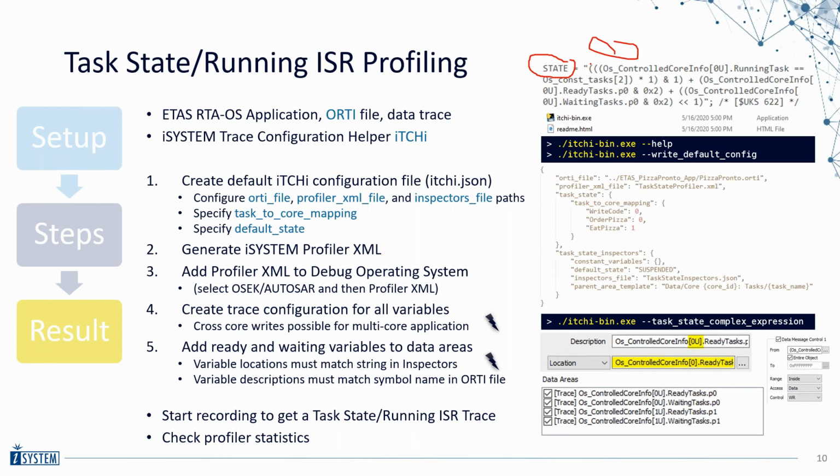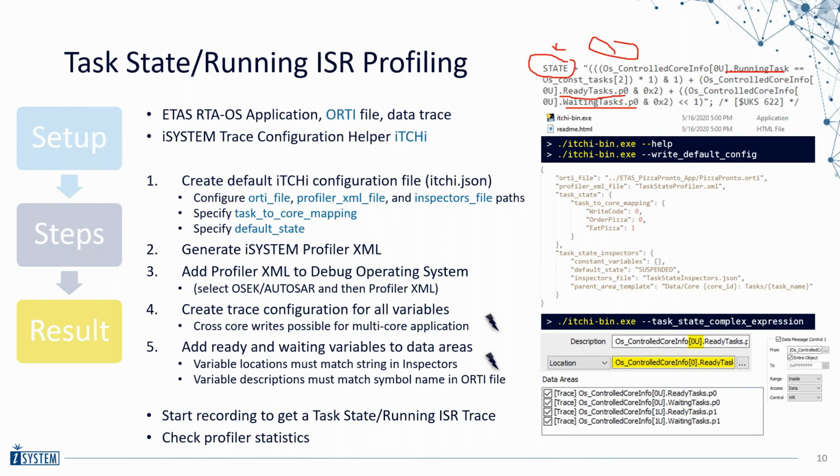In the past, the state used to be a simple variable. There used to be a so-called state array, and each task had a field in that array which showed the state. But you can see here in the ETAS RTA-OS case, the state is a little bit more complex. We are comparing the running task variable and checking if that task is running, and then we do some other stuff, some shifting, some bitwise ANDing, and so on. You can see we have three variables that are used here: running task, ready task, and waiting task. If we could data trace all these three variables, then we could add the information from the three variables together and get the state that we want.